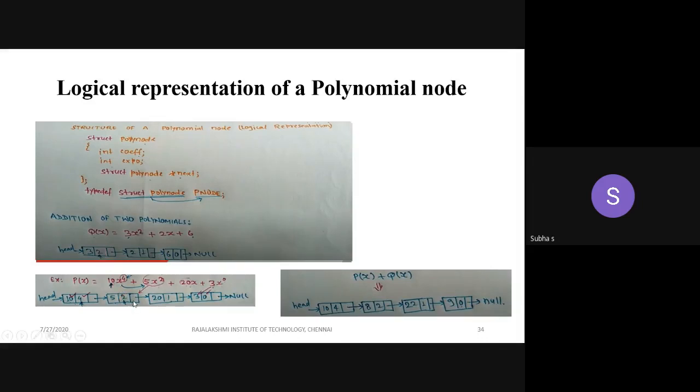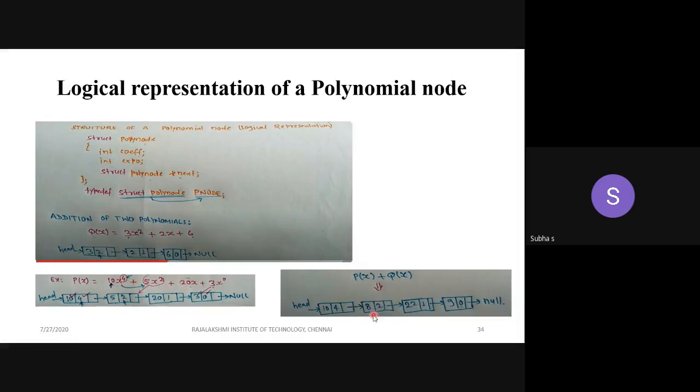Both the powers are equal. What you have to do? Add the coefficient part. How can I mention this coefficient part? P arrow coefficient, P arrow power. Because I can't mention coefficient 1 plus coefficient 2, as all are nested in the structure called node. You have to use only pointers. Yes. So both the powers are equal, so I am adding this 3 and 5. What answer will I get? 8x square. That is placed here.